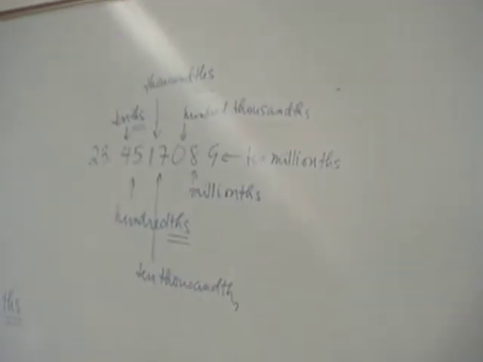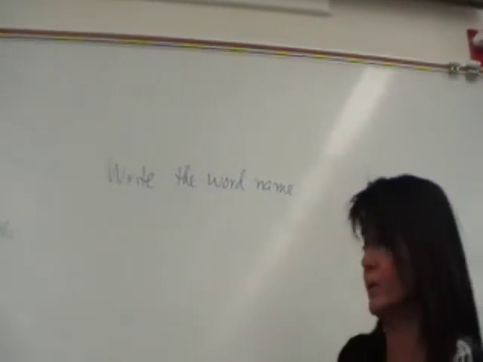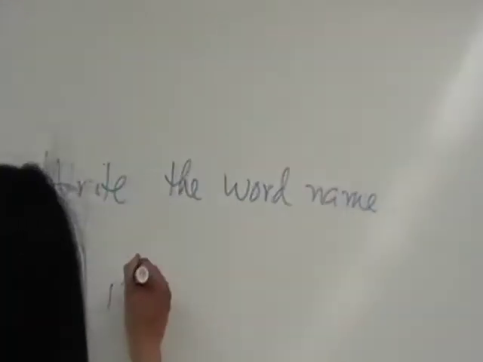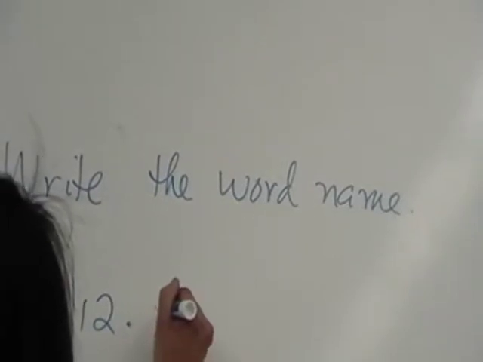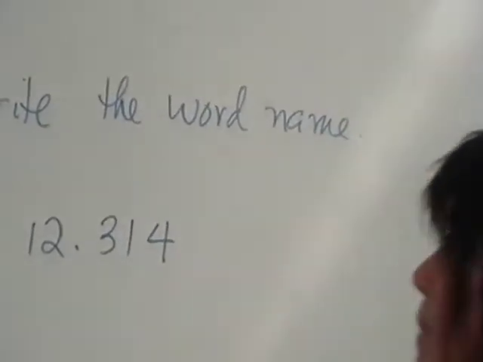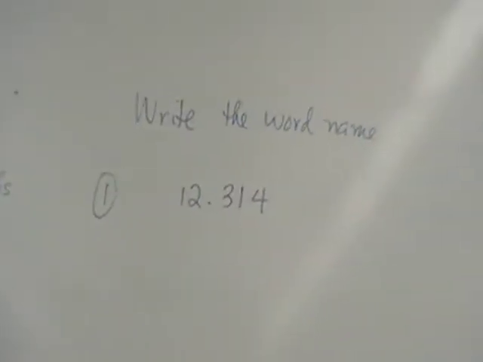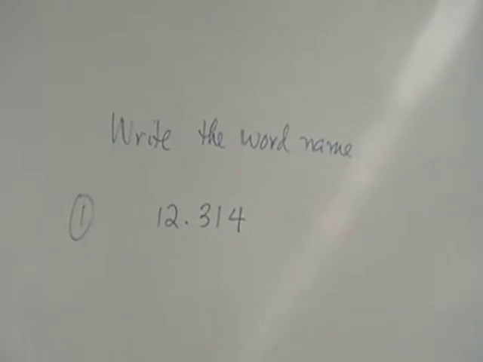Okay, let's just do a quick exercise. There's no ones place. We can do the first one together, and then you can try the next ones on your own. So if I have, let's say, 12.314, as a layman you would read it like that. We want to write this in words.